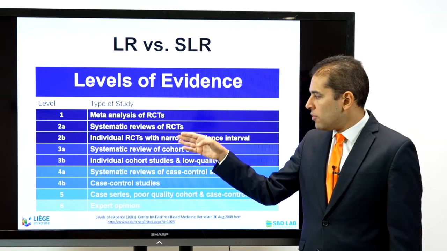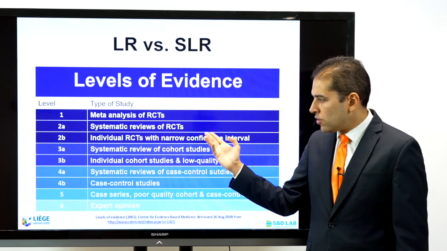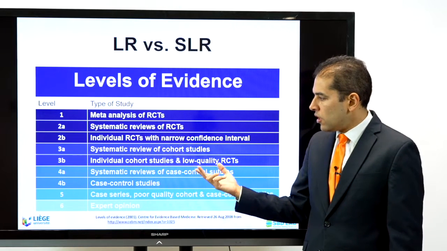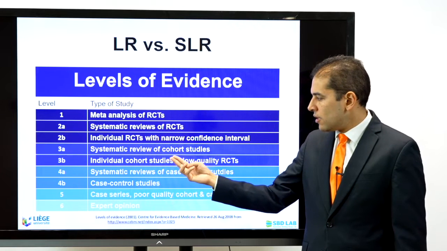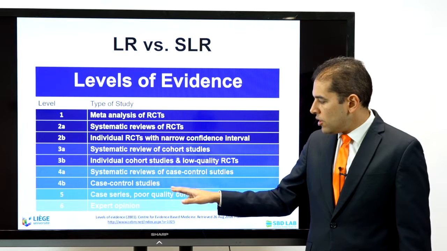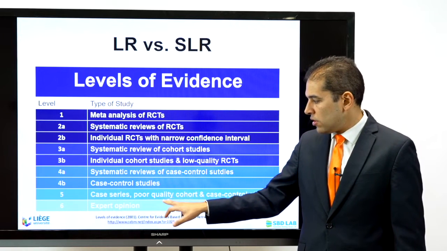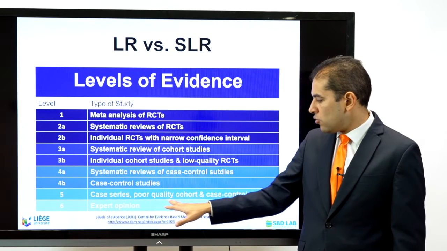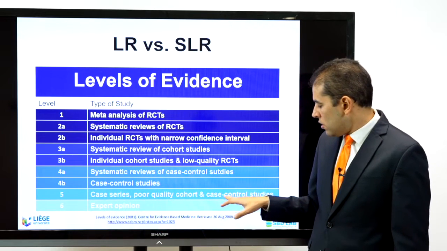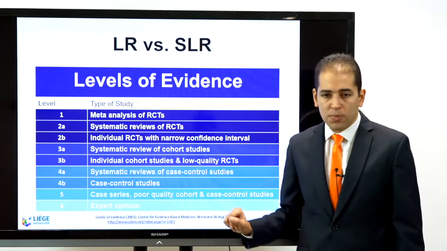It moves from systematic reviews of randomized controlled trials, to individual randomized controlled trials, then category 3, systematic reviews of cohort studies or individual cohort studies, until we reach systematic reviews of case-control studies, and then you go lower with case studies or poor quality cohort or case-control studies, and finally the expert opinion.